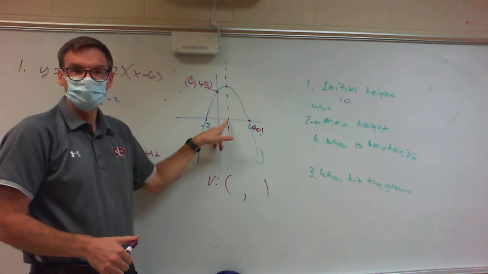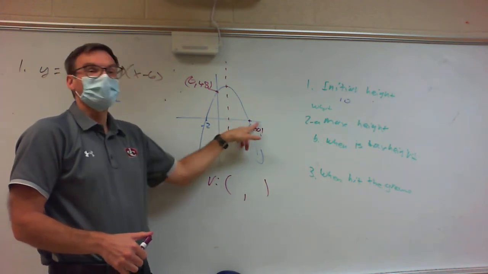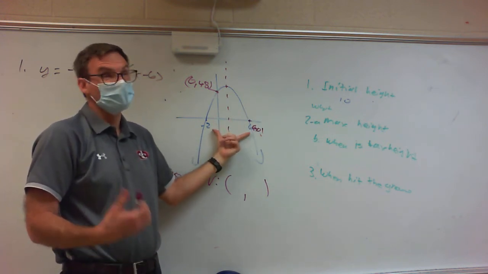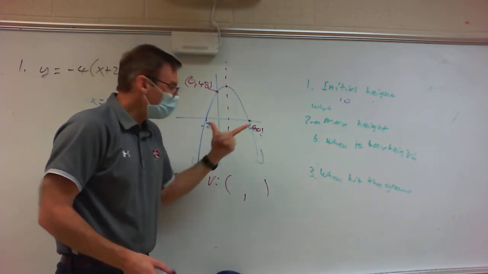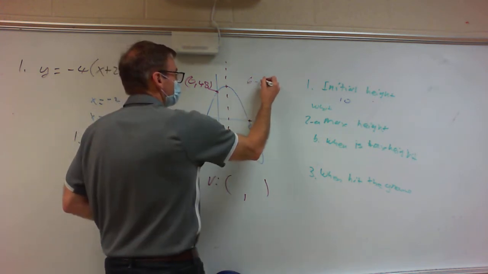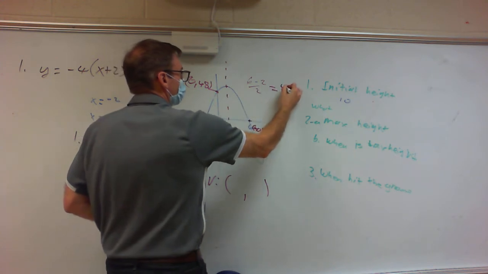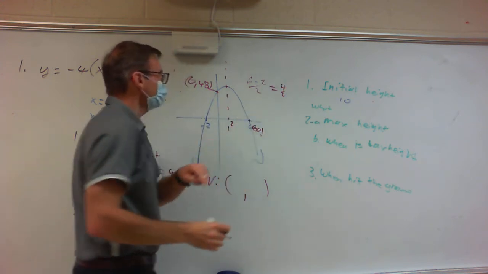So our axis of symmetry, how do we find that? Well, it's exactly in the middle, isn't it? If it's in the middle, it's kind of the average. It's not kind of, it is the average. So if I average those together, that's going to be 6 minus 2 over 2. So 4 over 2. I just found out the x part is 2.